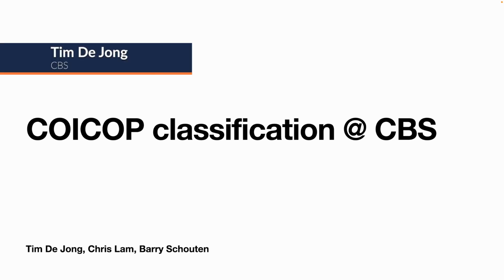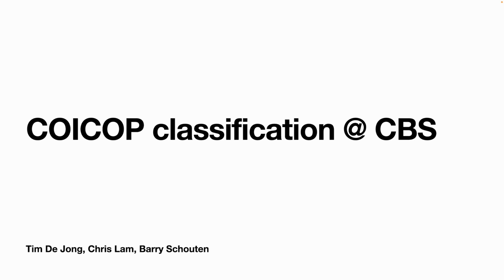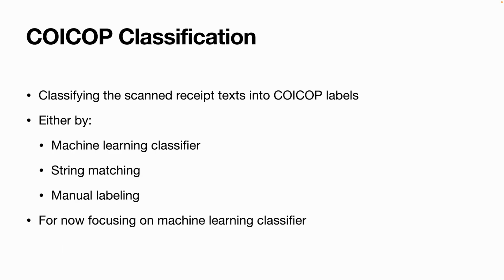I'm going to look at the COICOP classification work done at CBS. This is work done by Chris Lam, Bart Schouten and myself, Tim de Jong. If we look at COICOP classification, we are trying to classify the scanned receipt text into COICOP labels. We can do this either by using a machine learning classifier, by doing string matching, or by a human manually labeling the data. For now, we are focusing on a machine learning classifier.